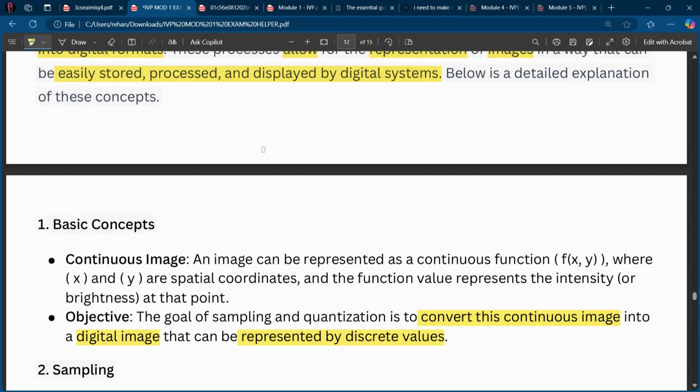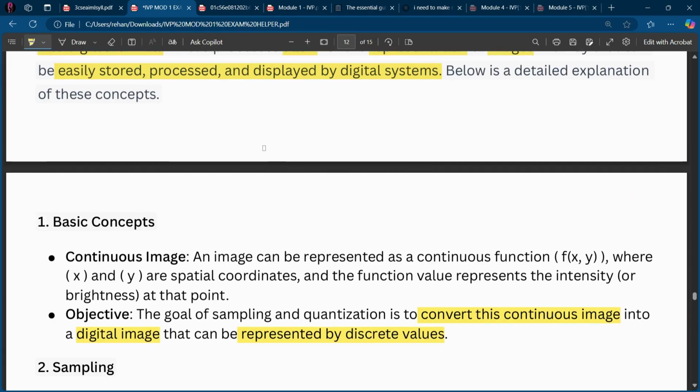So here, the basic concept: first there is a term we use, continuous image. An image can be represented as a continuous function, that is f of x comma y. We already saw that x and y are spatial coordinates, and f is the amplitude. With the help of these coordinates, we can show the actual intensity of the gray scale or gray level.